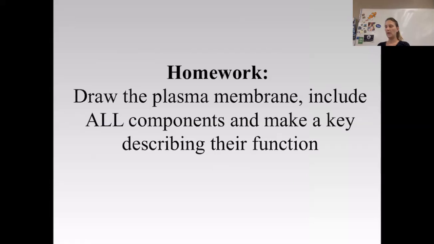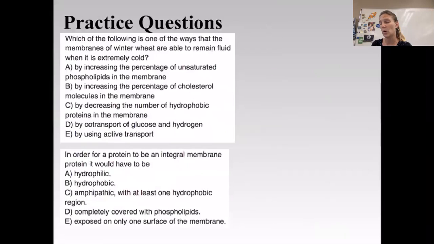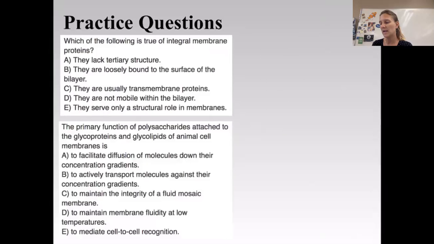All right, so here's a piece of homework. I will post this as an assignment when and if I say it's due, but this would be a nice reference for you, is to draw the plasma membrane, including all of the components, and make a key describing their functions. I also want to point out at the end of my PowerPoints, I have practice questions, right? When I post the PowerPoint, these answers are down here in the presenter notes, so that you can always go back and get them.